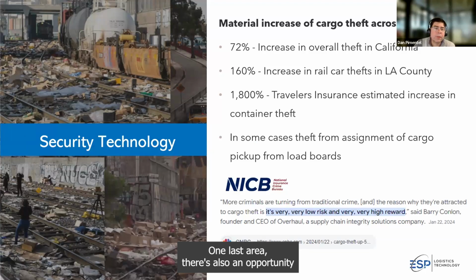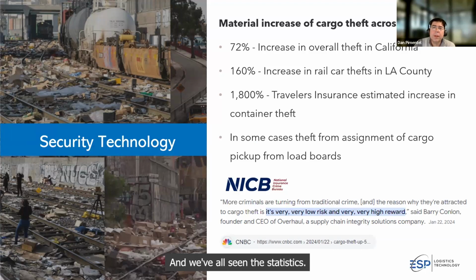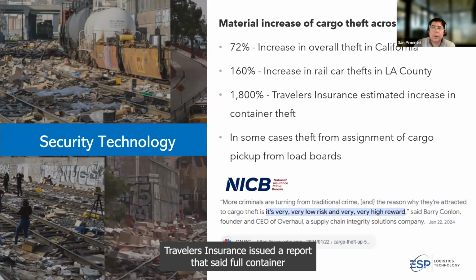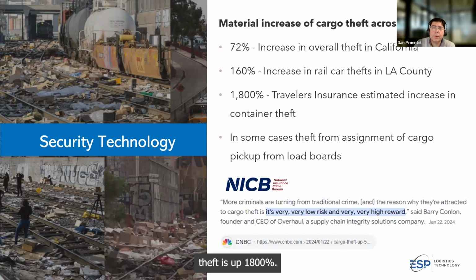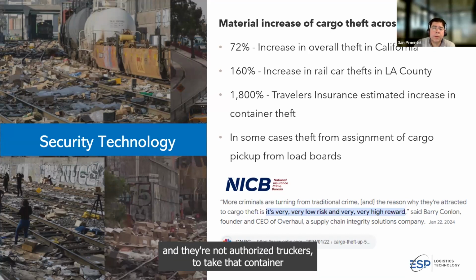One last area, there's also an opportunity to apply security technology as it comes to theft or damage of goods. And we've all seen the statistics, 72% increase in theft in California. Rail cars, 160% up. Travelers Insurance issued a report and said full container theft is up 1,800%. And what they're suggesting is people are picking up from load boards, and they're not authorized truckers to take that container, and they pull the whole container out and steal the goods.